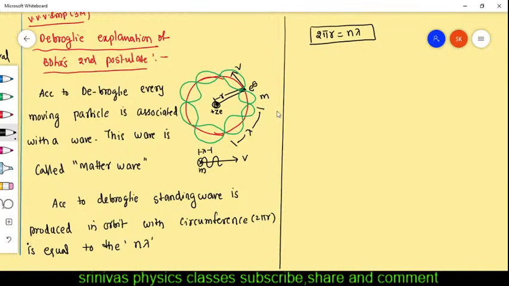Okay, and then here, we know one thing, where lambda is the wavelength, r is the radius of the orbit. But according to de Broglie, what is the de Broglie wavelength formula? Anyone write in the chat box? Yes, Twinkle wrote that 2 pi r equal to n lambda. Very good. And this is from the de Broglie hypothesis.